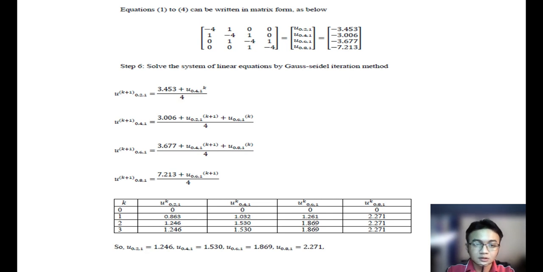The final value for u(0.2, 1) equals 1.246, u(0.4, 1) equals 1.530, and u(0.6, 1) equals 1.869. Last but not least, u(0.8, 1) equals 2.271. That's all from me. Thank you.